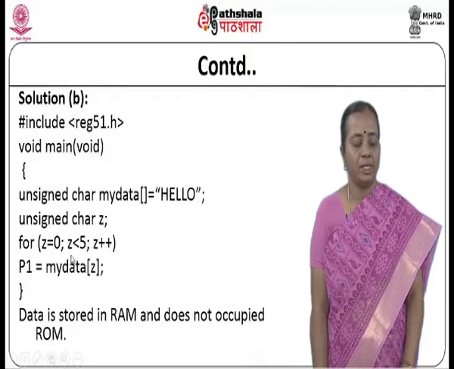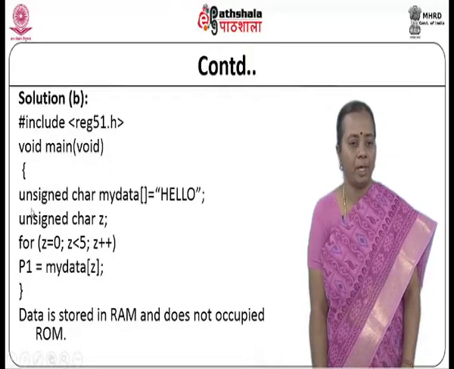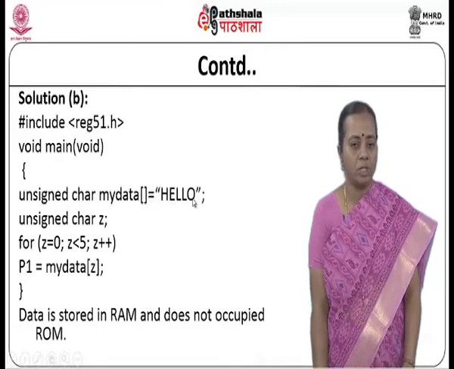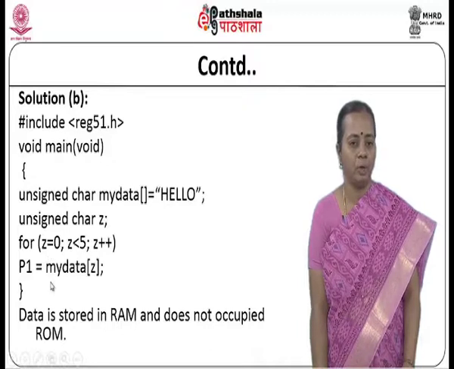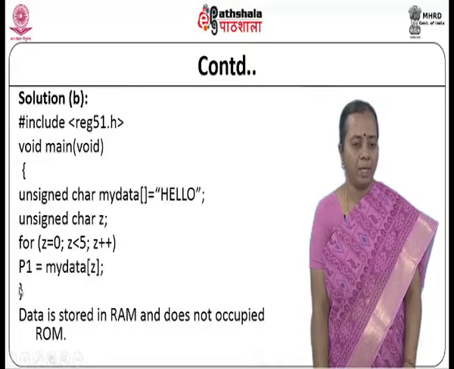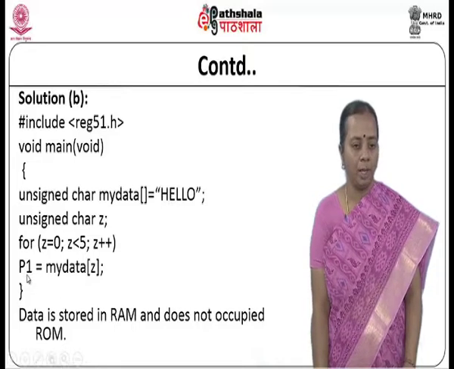If I am looking at the same thing in a different way, I am writing it where unsigned character my data hello, then my data is an array which holds this particular one. Now I am rotating this loop 5 times to display it. So, P1 is equal to my data of Z. So, each and every time H, E, L, L, O, that way the data is pushed towards your port 1.